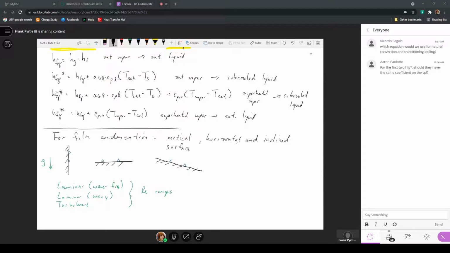Then once I calculate the Reynolds number associated with the condensation that would occur on this surface, according to that Reynolds number, I can determine whether it's laminar wave-free, laminar wavy, or turbulent, according to the conditions that would exist for the fluid movement in whatever the flow direction is.